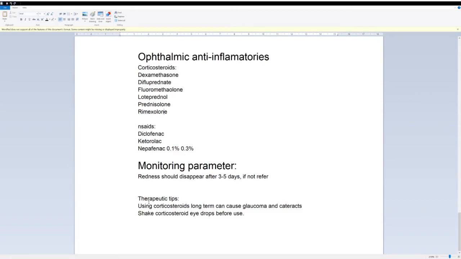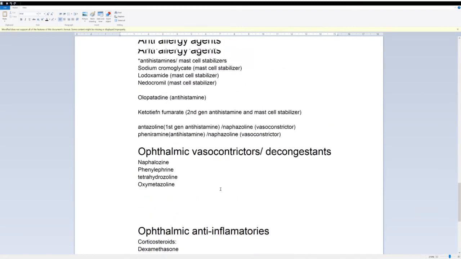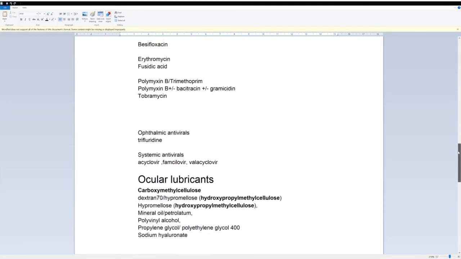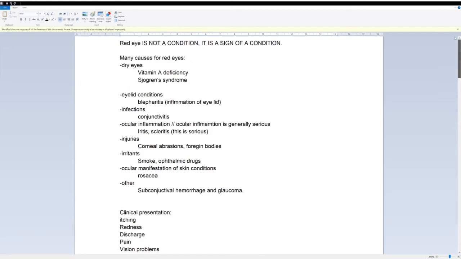And some therapeutic tips are for corticosteroids. When used long term, they can cause glaucoma and cataracts. This is actually common knowledge, and so we obviously again don't want to use these long term. And you should always shake corticosteroid eye drops before use. And yeah, this is a very short topic. That's everything you really need to know for the treatment of red eye.